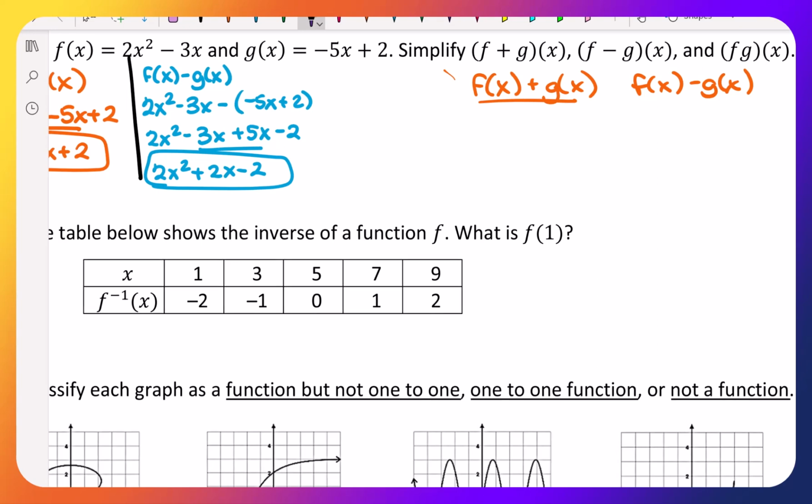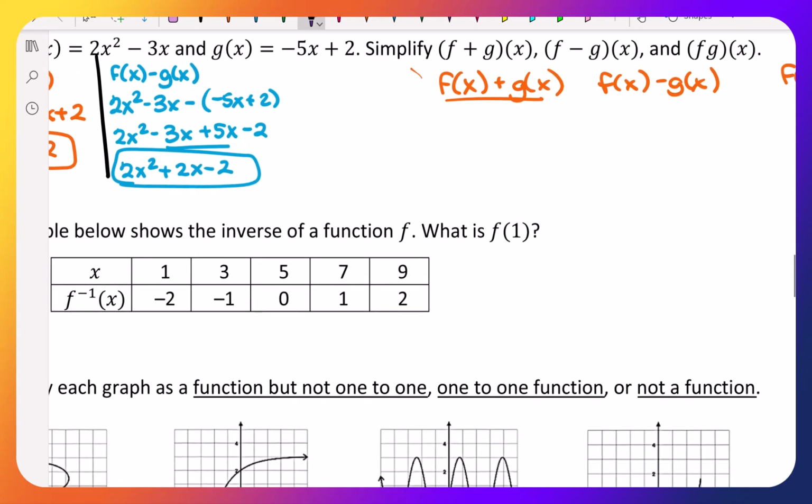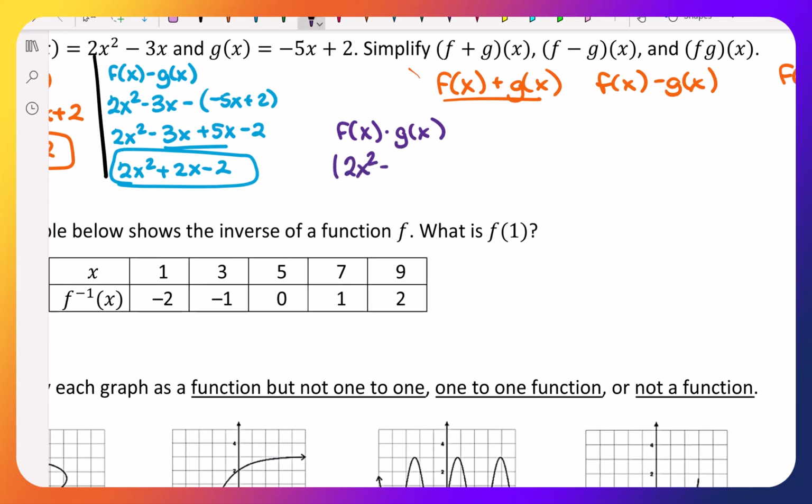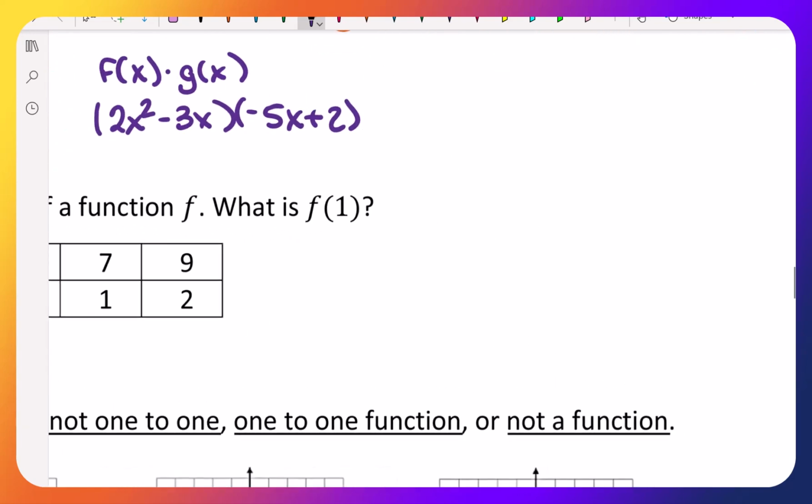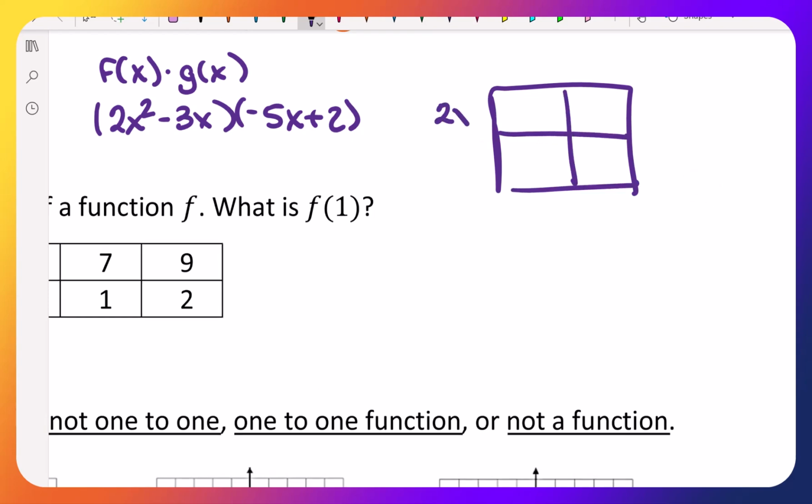And then let's go ahead and multiply them together. So we have f of x times g of x. I think I'm going to use the box here. So I've got 2x squared minus 3x and -5x plus 2. Yes, I have a 2 by 2. So that means I'm going to use a 2 by 2 box. That is not big enough. Let me try that again. Okay, so I'm going to do 2x squared minus 3x and negative 5x plus 2.